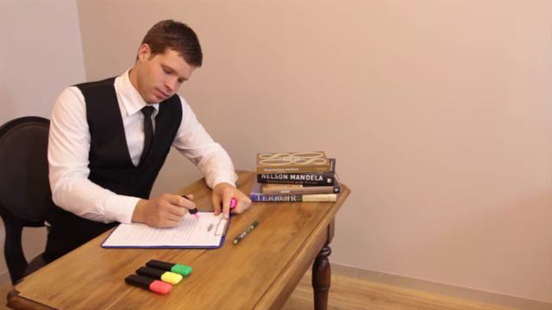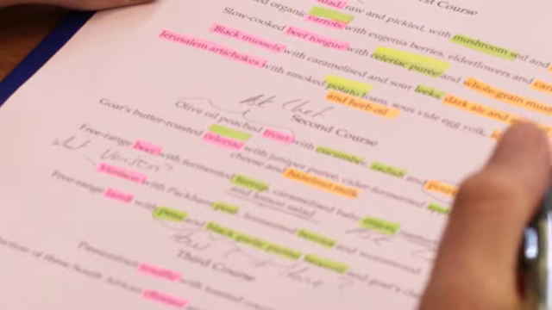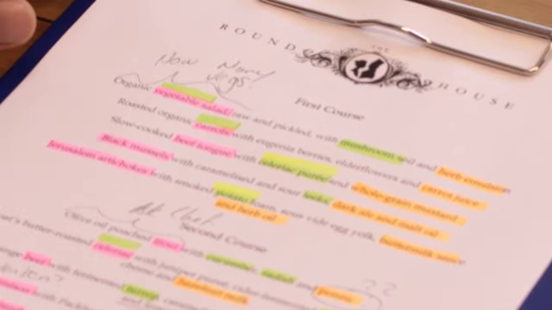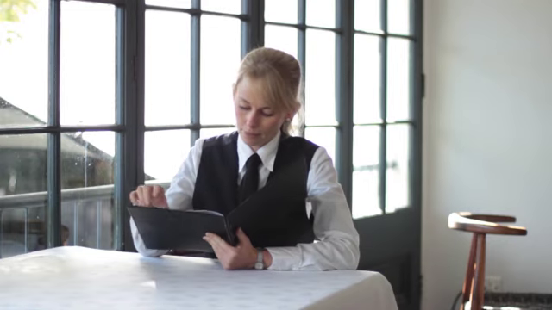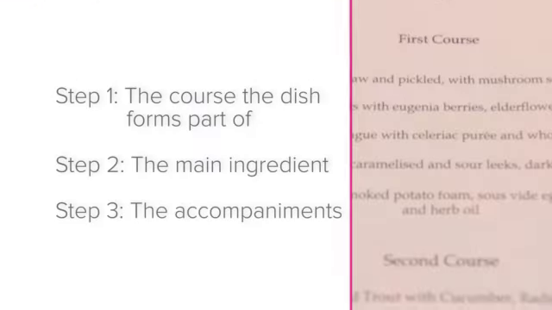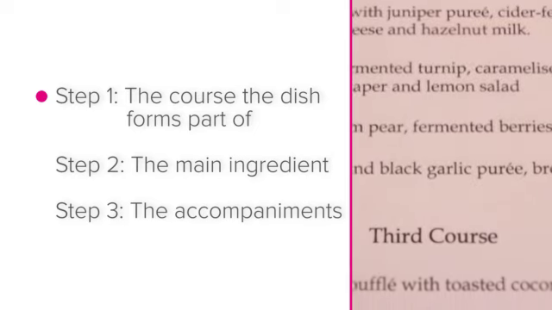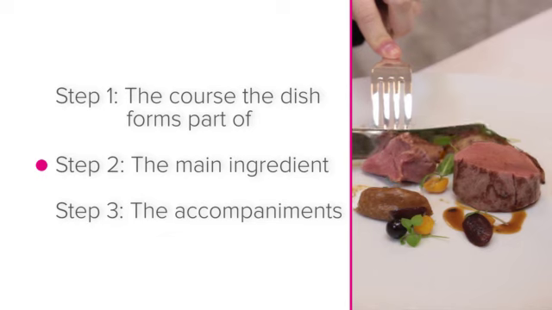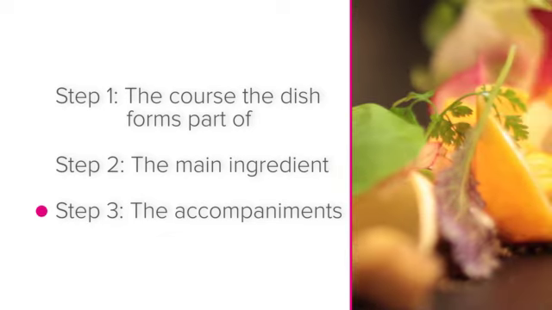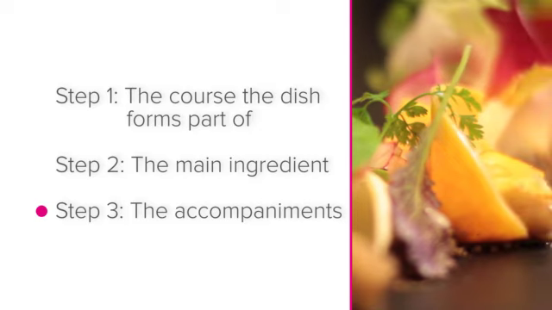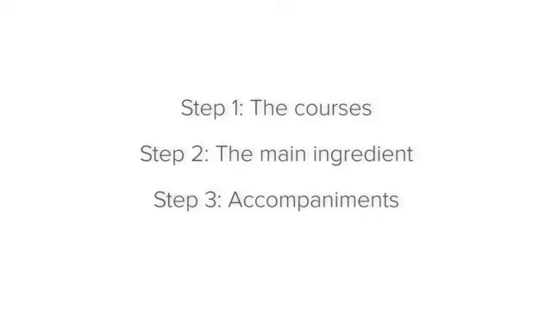Learning the dishes on your menu is a lot easier if you break the dishes up into groups and ingredients. The dishes on the menu can be broken down into 3 steps. Step 1. The course the dish forms part of. Step 2. The main ingredient. And Step 3. The accompaniments, such as starch, vegetables, and sauce. Let's start with the courses.